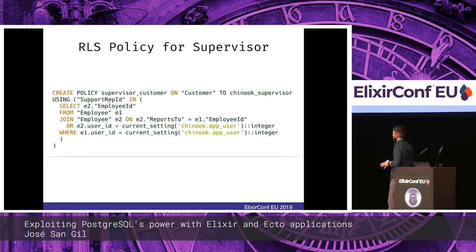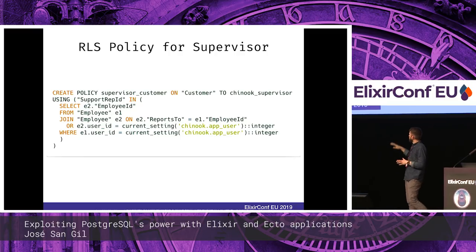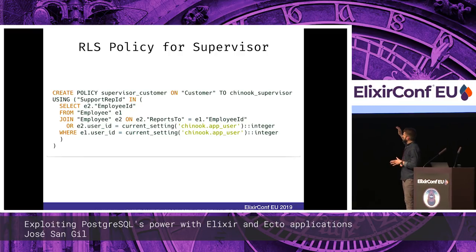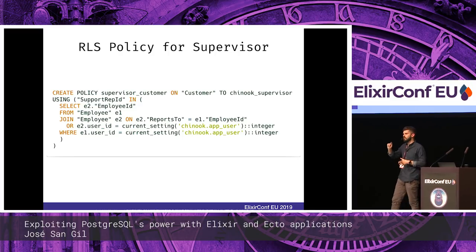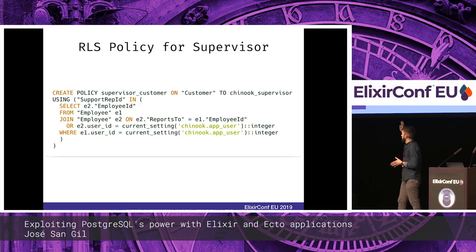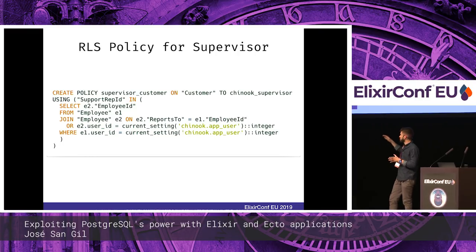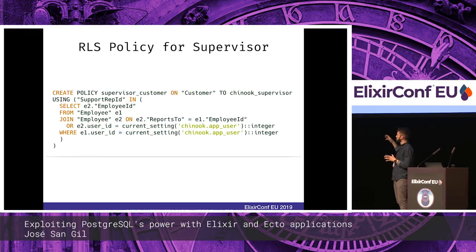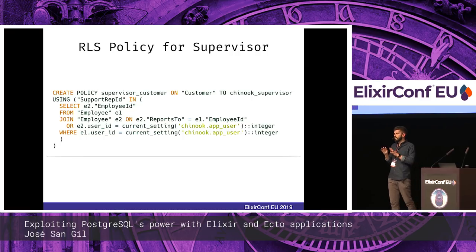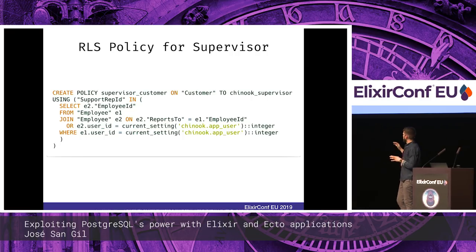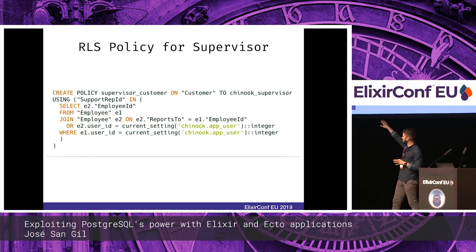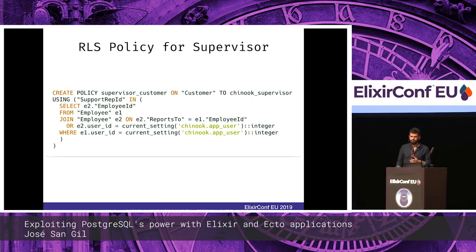For the supervisor, which is probably the most complex case, we're writing again the query that we had before in Ecto, but now in SQL. That parameter we defined before, Chinook app user, you can find it there. What we're saying is that every time somebody queries this table, if the user is a supervisor, make sure these conditions apply. As you can see, the result of the query is true or false, because what you're looking for is to validate that condition.